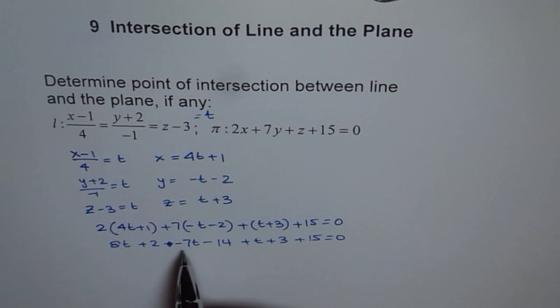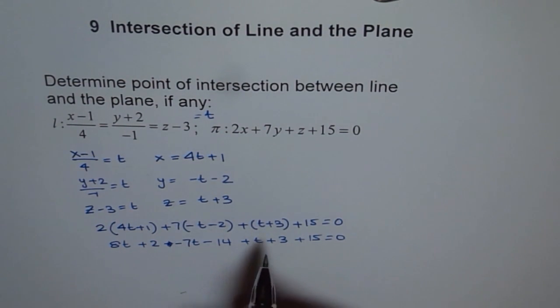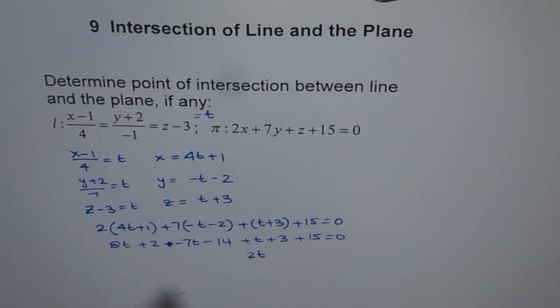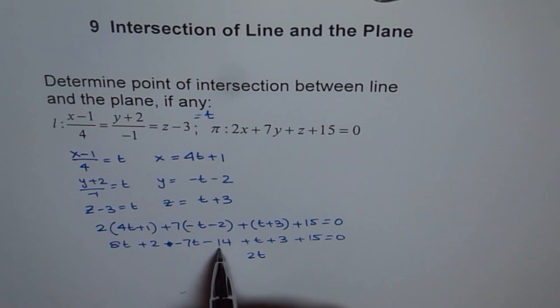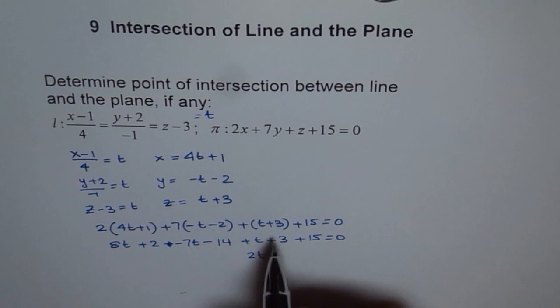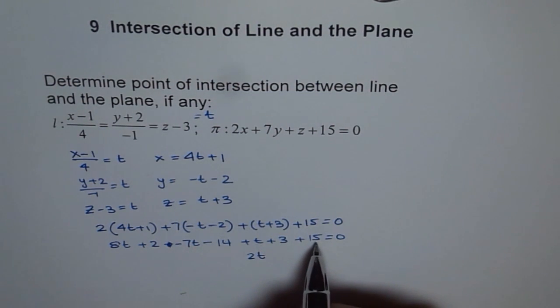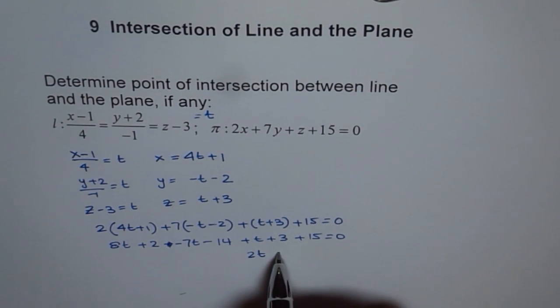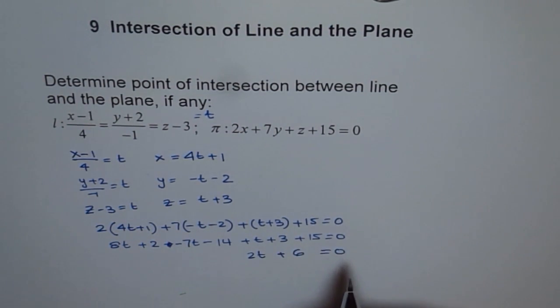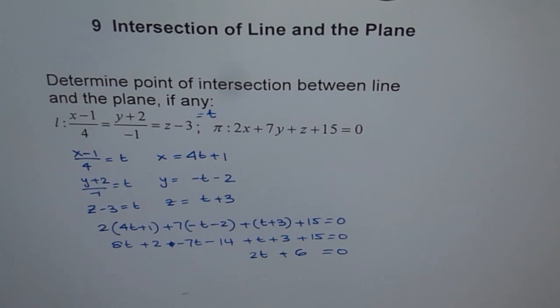So we collect the t terms and we get 6t, and as far as numbers are concerned, 2 minus 6 is minus 4, plus 3 is minus 1, plus 15 is 14. So we get 6t plus 14 equals 0, therefore t is equal to minus 3. So from here we get t equals minus 3.